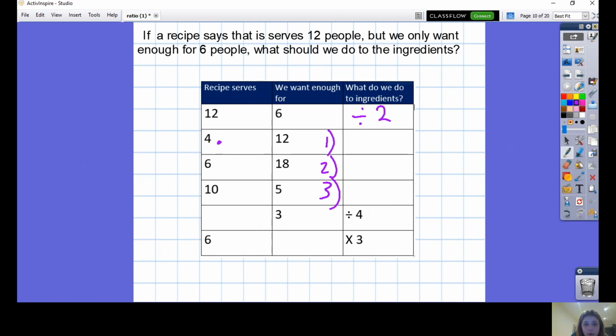How do I get from 4 to 12? Remember, you start with what your recipe is actually for and then what you want. How do I get from 6 to 18 and from 10 to 5? Pause the video now and solve those ones, 1, 2 and 3.